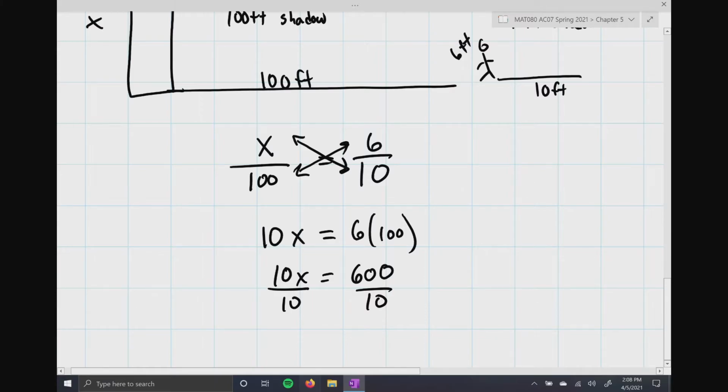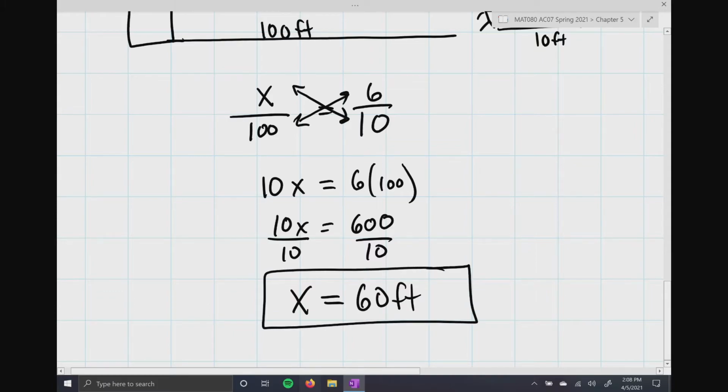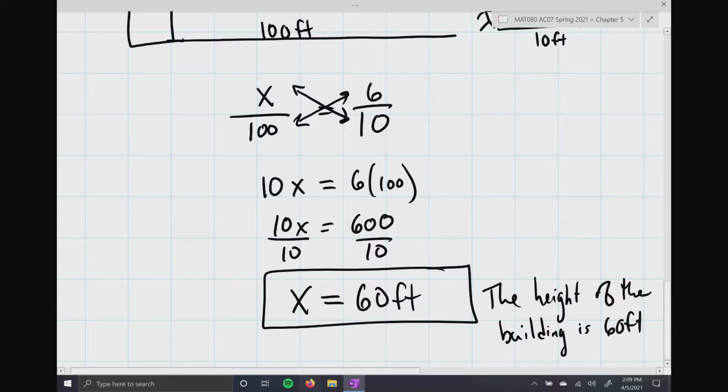Now, if you do that, notice the 10 over 10, well, we know from fractions, 10 over 10 is 1. So I'm left with x equals 600 divided by 10, which is 60 feet. So the height of the building is 60 feet tall.